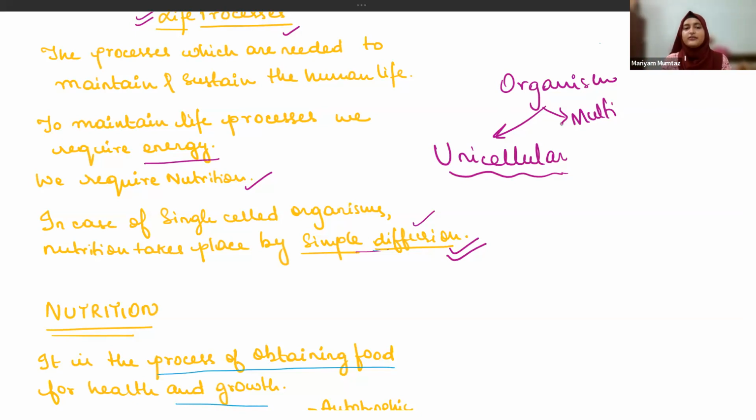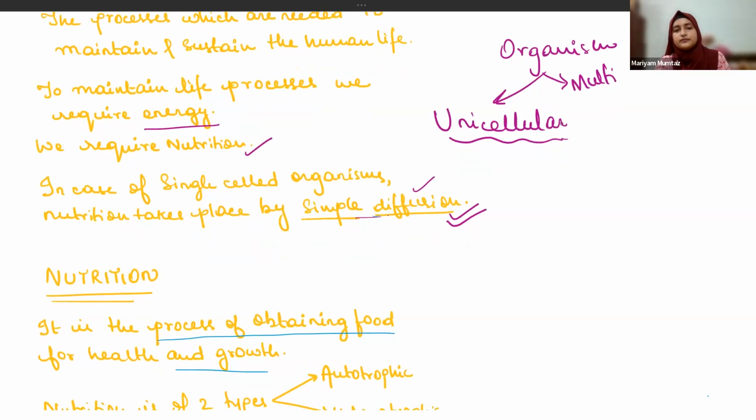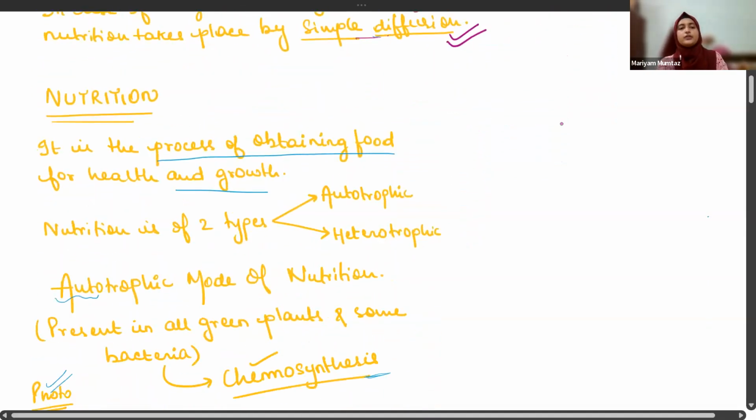So whenever the nutrition is low in single-celled organisms, they require simple diffusion to get the nutrition from a higher concentration. So the nutrition process in the single-celled organism is very simple. It is very basic. Is it clear? Yes, ma'am.